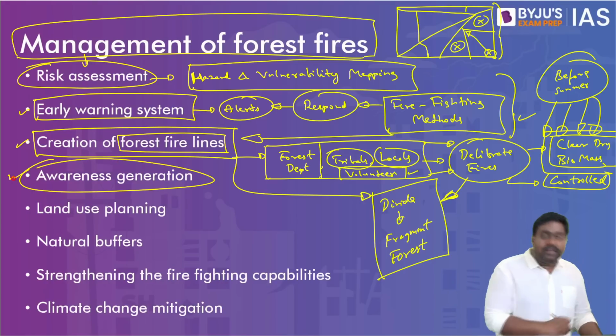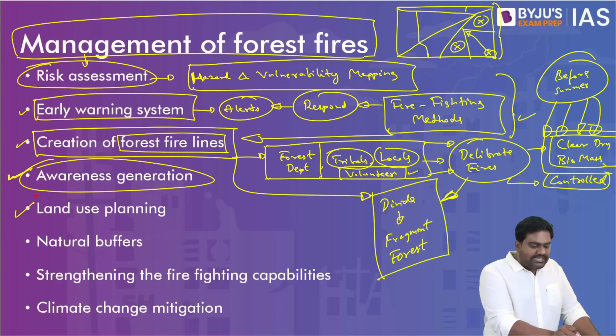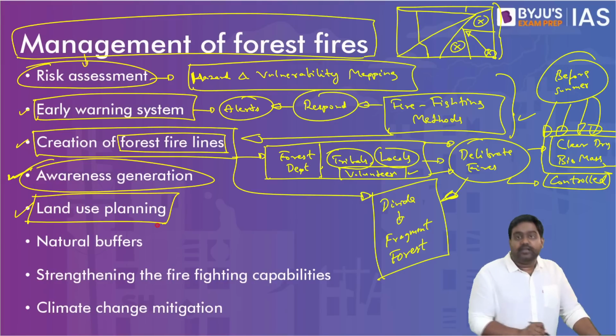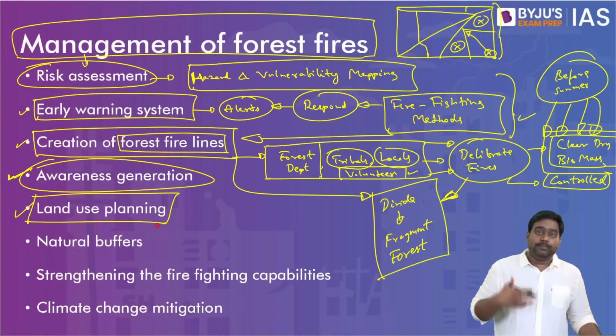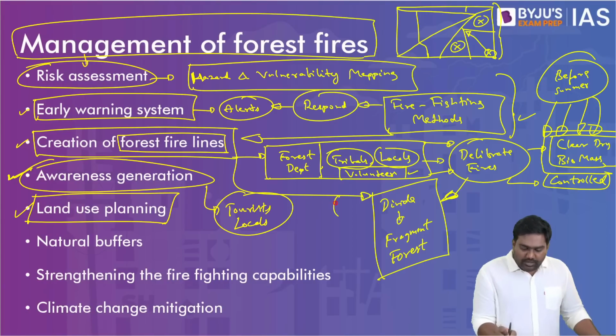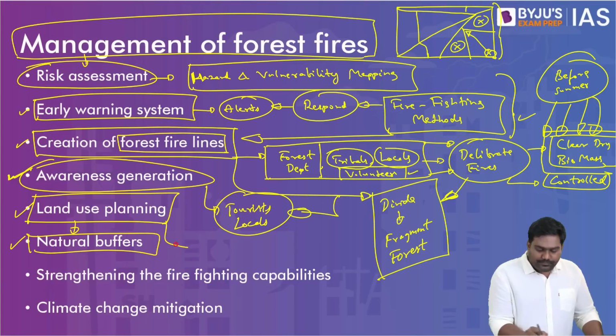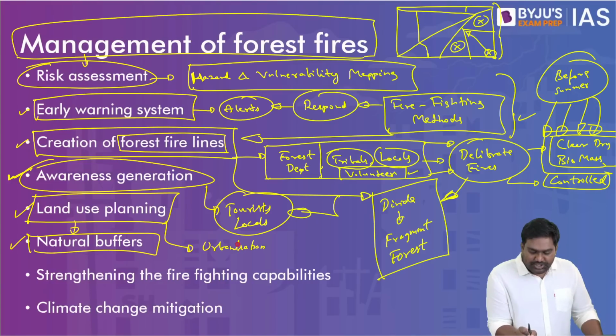Then spreading awareness amongst locals and tourists regarding responsible behavior, extinguishing any open fire, right? This should be taught. People should be made aware of it. Tourists and locals should be aware of the consequences. Then land use planning to check urbanization and industrialization near forest areas.